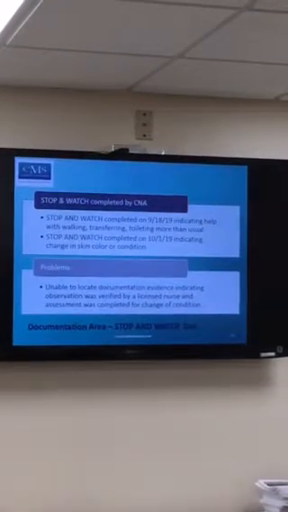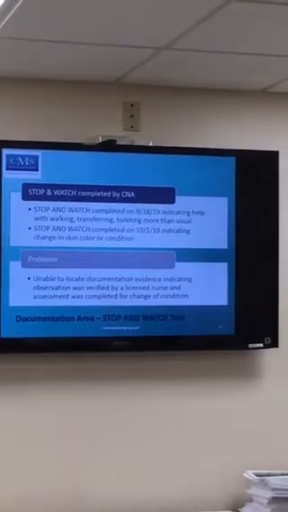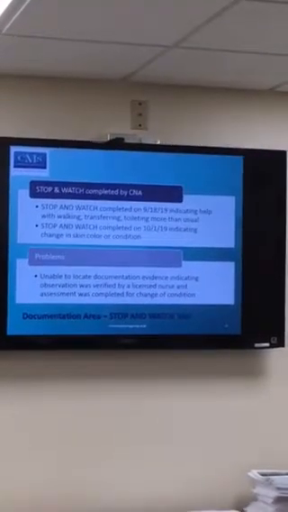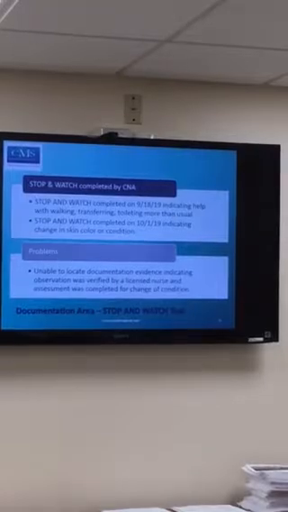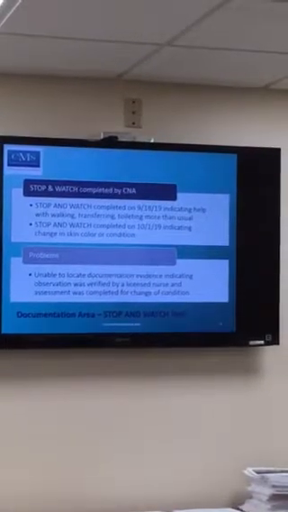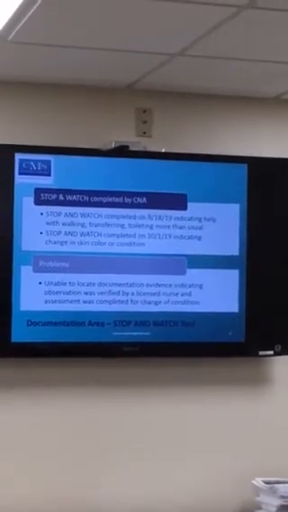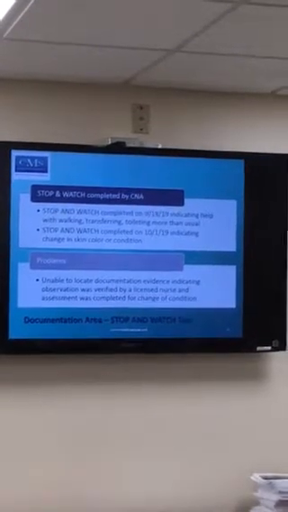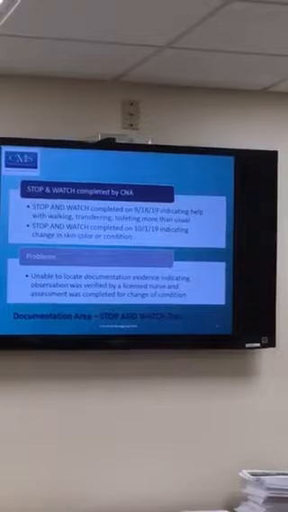addressing a change in walking, transferring, and toileting, and a change in skin condition. But I don't see any nurse's note that the nurse checked on this resident. And if something would happen, it will be a problem because there's no follow-up on those things. So always check your dashboard in Sigma for any stop and watch that's completed by your CNAs.